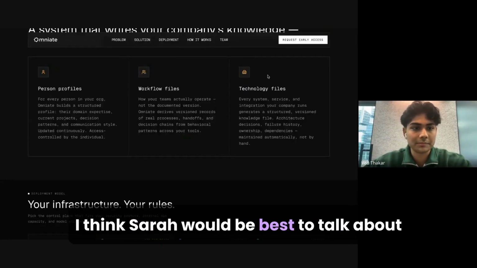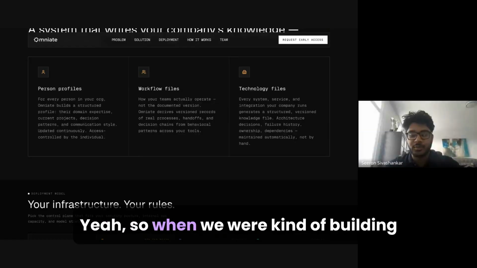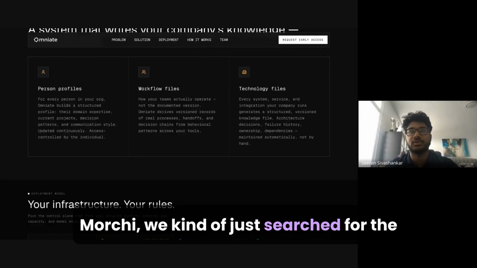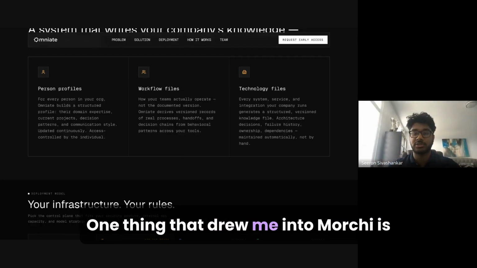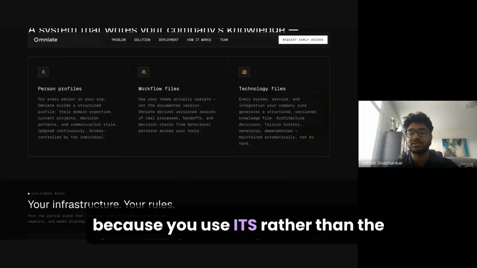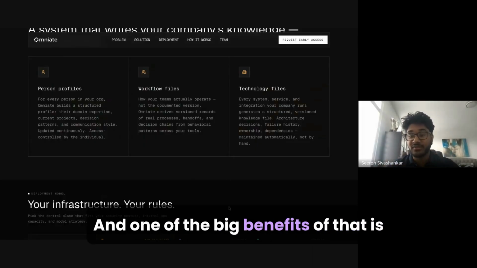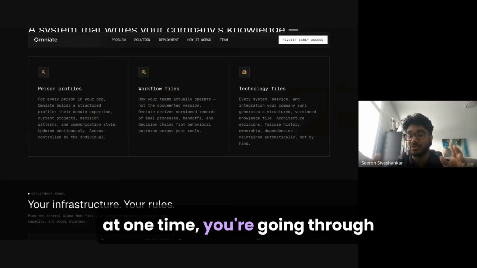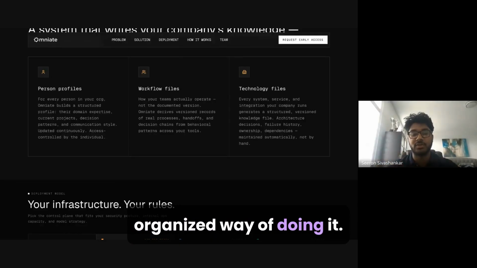I think Saron would be best to talk about the next steps after that. Yeah, so when we were building this project out, before we went to moorcheh, we searched for the best ways to organize your database. One thing that drew me into moorcheh is how you organize your data, because you use ITS rather than the traditional vector database. One of the big benefits of that is you're not querying through all your data at one time, you're going through sections of it. So this is going to be a much more organized way of doing it.